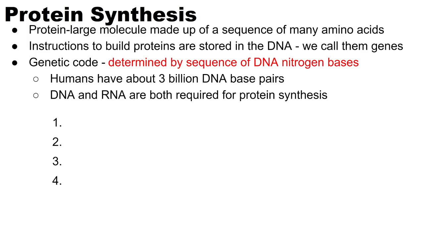We have about 3 billion of those bases that make our genetic code. So you're looking at all those A's and T's and G's and C's. Your genetic code is about 3 billion of them. That's what makes you you. And the codes that are stored in those DNA strands are needed to make the proteins that make our body.